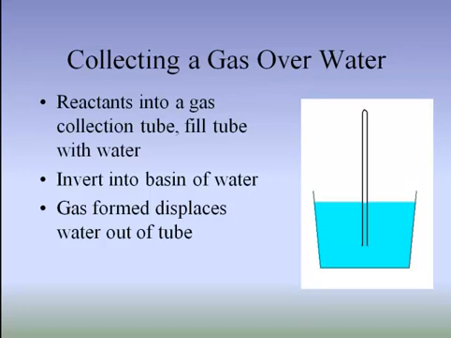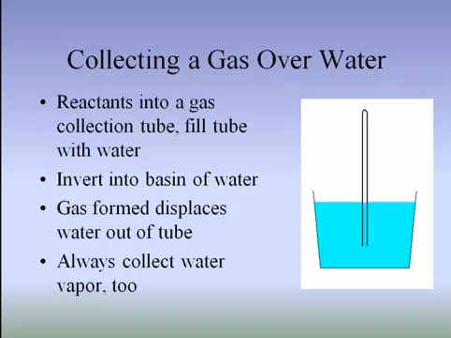The gas has collected in the upper part of the gas collection tube, and it's trapped by the water below it. Here's the only problem. When collecting a gas over water, you always collect water vapor too. It's impossible not to. So to know the pressure of just the gas from the reaction, we have to do some math to take out the effect of the water vapor.